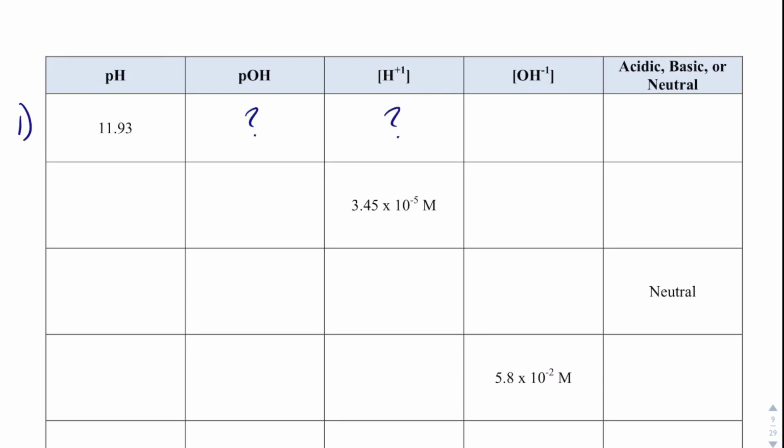If you remember from our very first notes, pH greater than 7 is basic, pH less than 7 is acidic, and then a pH at 7 is what we call neutral. Okay, so because this pH is greater than 7, I know that I have a basic solution.